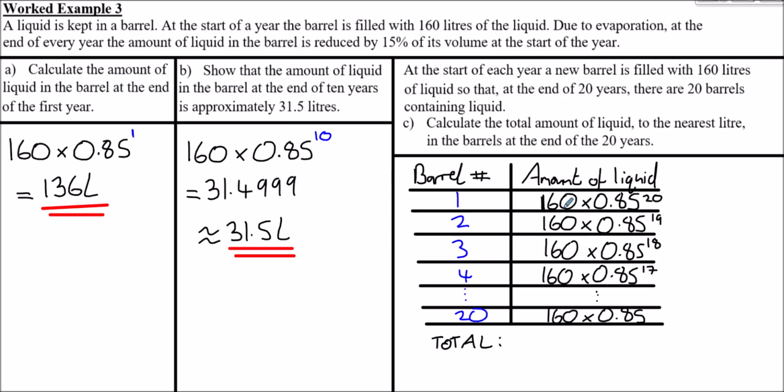So if we total all these up, we can factorise out this 160 and start with this one first, start with 0.85 and build back up. So 0.85 plus 0.85 squared plus 0.85 cubed, all the way up to 0.85 to the power 20.